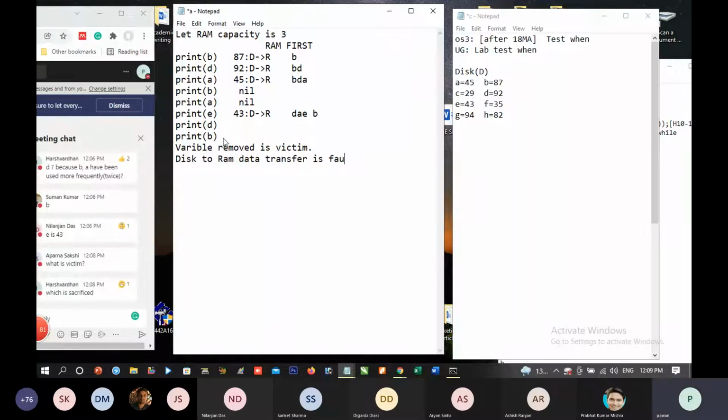Is this all right? So you see, till now, 4 faults have taken place. Is it correct? So one of the methods is first in, first out. FIFO means first in, first out. First brought variable will be removed.